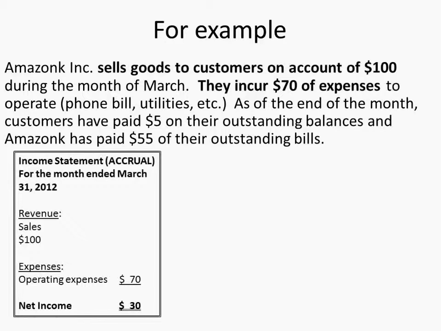So let's see what this looks like on an accrual basis. It's a little bit messy here. On an accrual basis, you have sales of 100, and you have expenses of 70 for a net income of 30. That's clear, yeah? Okay.